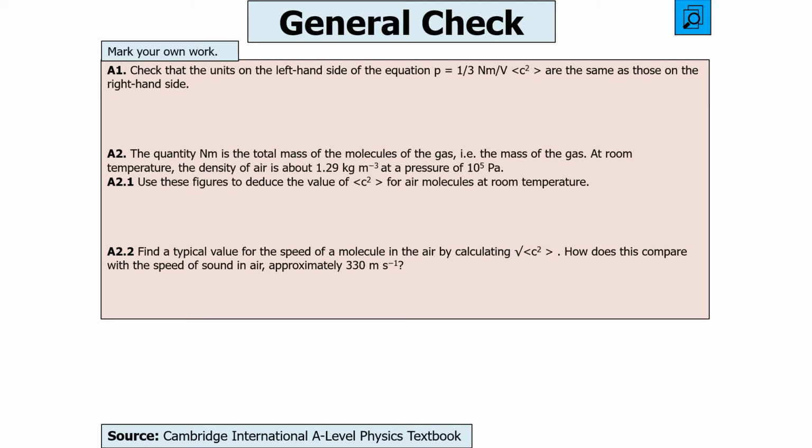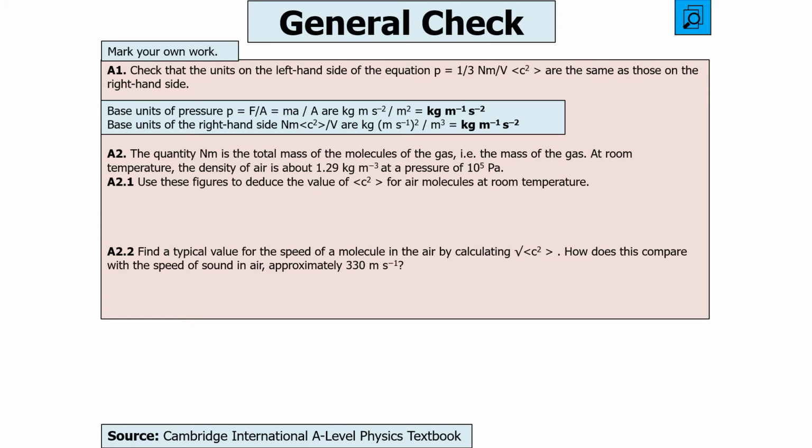Right, let's look at some dimensional analysis. So the units of pressure: P equals F over A, so therefore it's MA over A, which we can therefore say is kg m s to the minus 2 over m squared. So therefore the overall units of pressure are kg m to the minus 1 s to the minus 2.